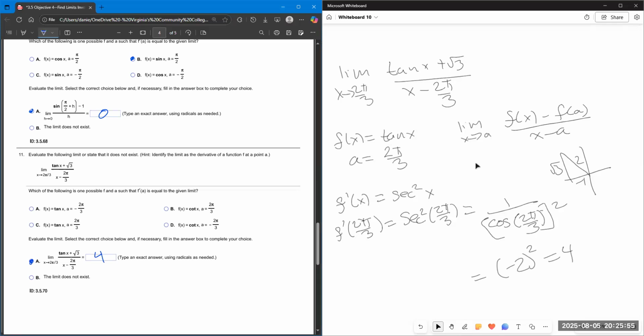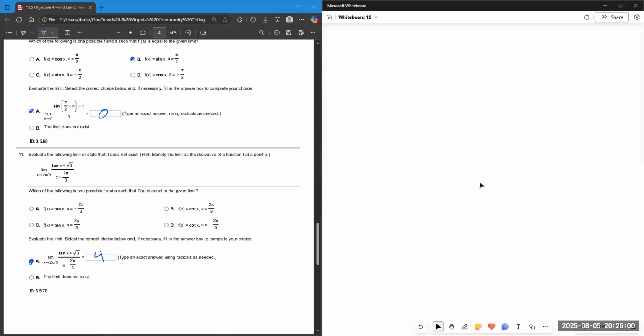Let's show you that that answer is 4, the long and hard way. Yes, it is kind of long and hard. So the limit as x goes to 2 pi over 3 of tangent of x plus root 3 over x minus 2 pi over 3.